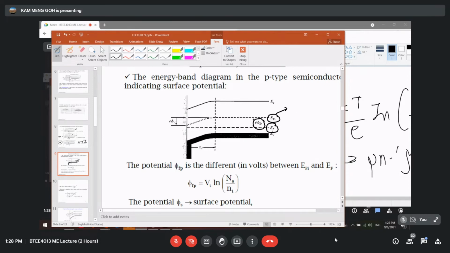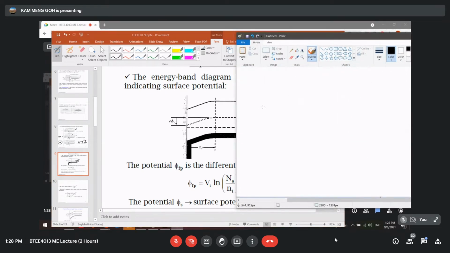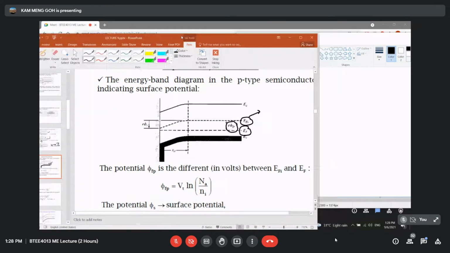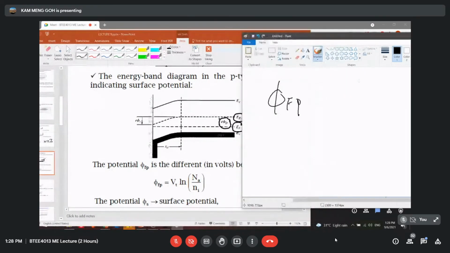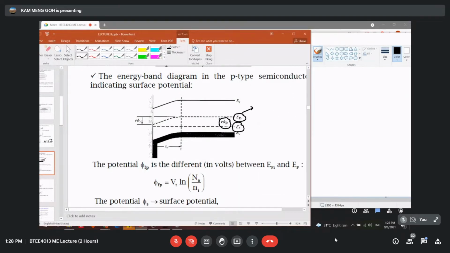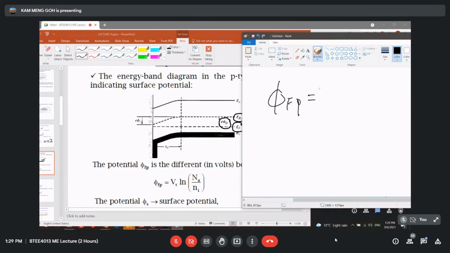The intrinsic Fermi energy level is the absolute Fermi energy level if the temperature is 0. But if there's something mixed inside here, there's a difference. So the difference between this, we will denote it with this symbol. But how are we going to calculate this? In order for us to calculate this, the difference between the EFI and the EF in this curve will be equal to VT ln NA over NI.